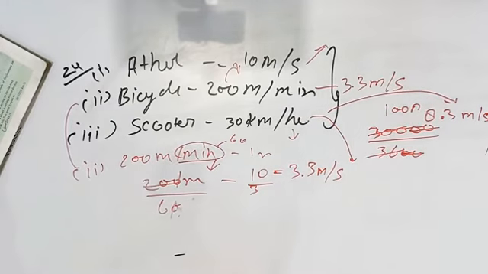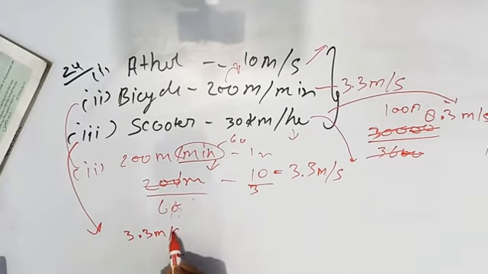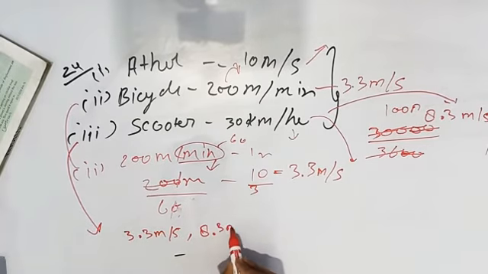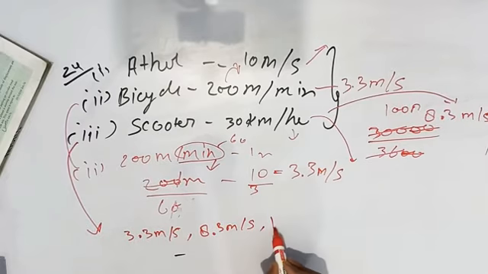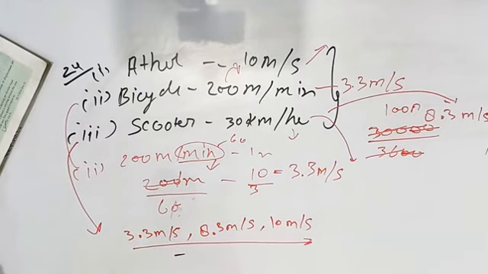Now we can arrange them in ascending order. First we get 3.3 meter per second, that is the second option. Then 8.3 meter per second, and then 10 meter per second. So they are arranged in increasing order, or ascending order, with the least speed first: 3.3 meter per second, 8.3 meter per second, and 10 meter per second. This is the answer of question number 24.